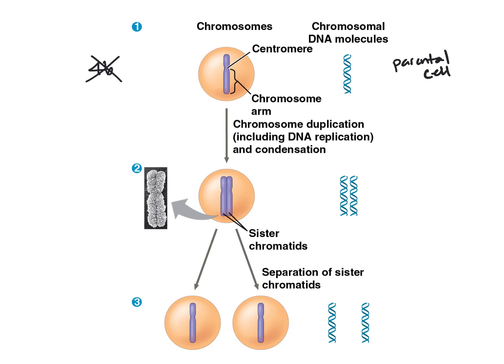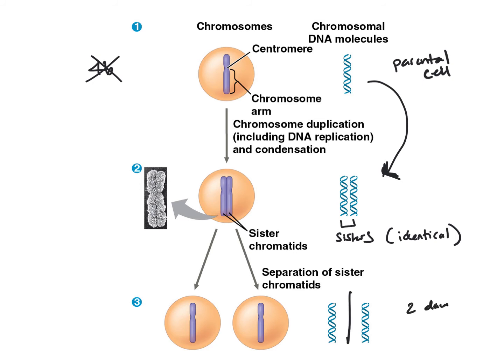After the S phase, the parental cell is going to duplicate the amount of DNA it has, excuse me. So it goes from having one chromosome to having two, okay? We call these two sisters because they are identical to each other.